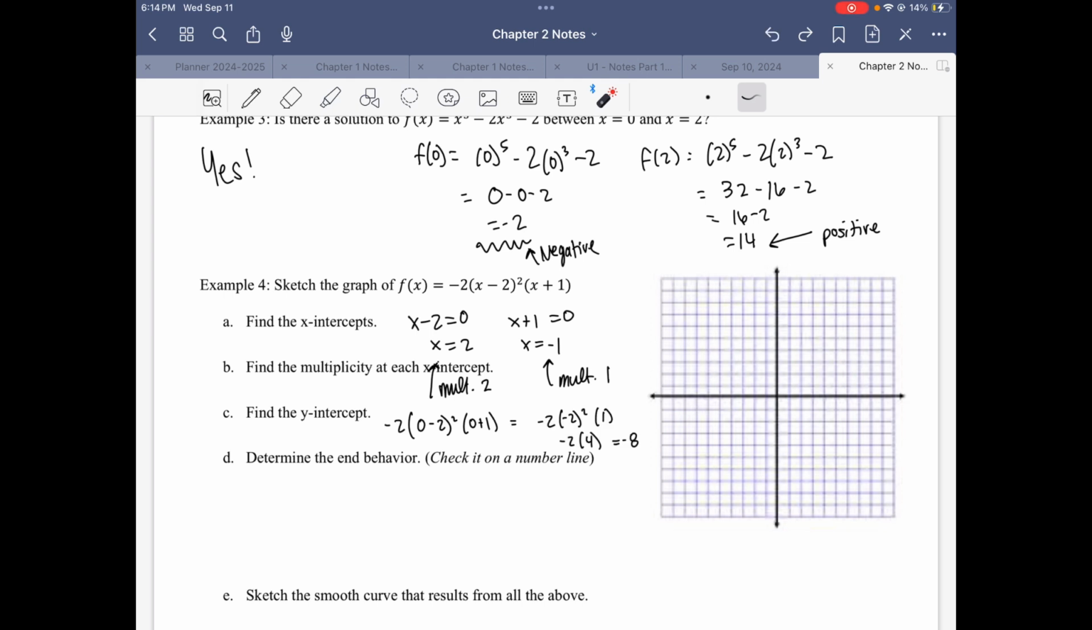So we get -2 out of the first factor, but we have to square it. We get 1 out of the second factor. I'm going to go ahead and ignore that one because it doesn't do anything. -2 squared is 4. Multiplying by -2 again, we get -8.